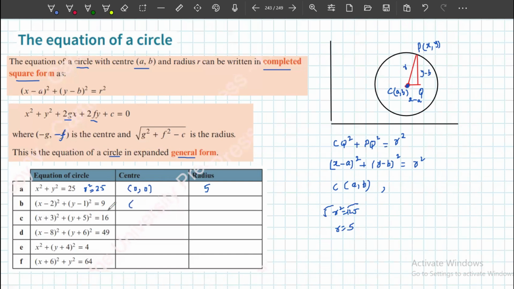In the next example, the center is given as 2 and 1. Always write the opposite sign. Like here, if it is minus, we'll consider it as plus 2 and plus 1. That is the center. And the radius: r squared is 9.